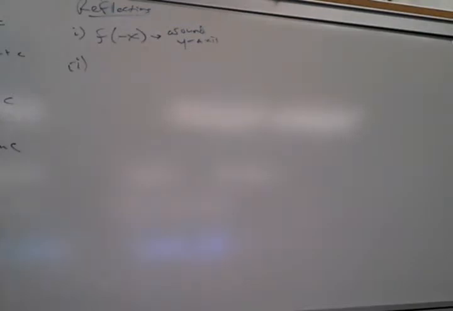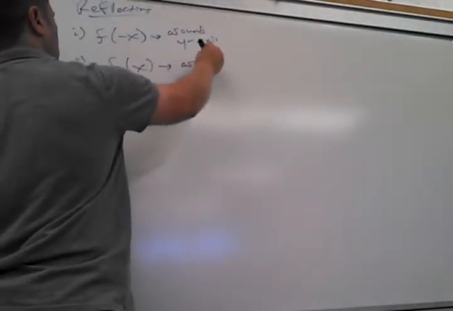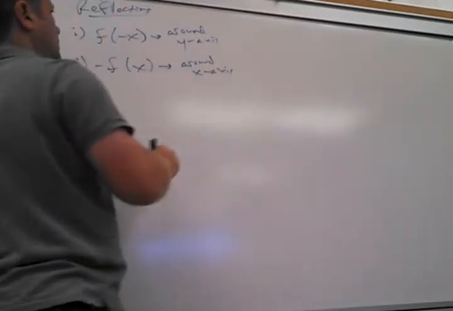So how do I reflect around the x-axis? You make the line negative. Put the negative where? Outside the function. Good. This would be around the x-axis. Cool.